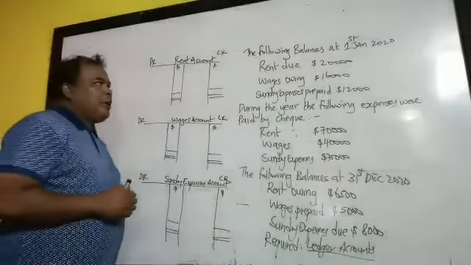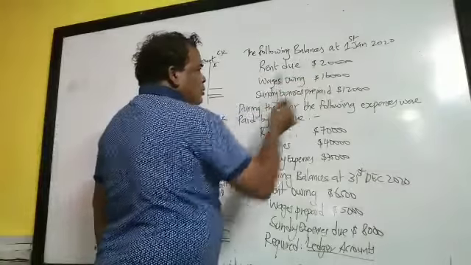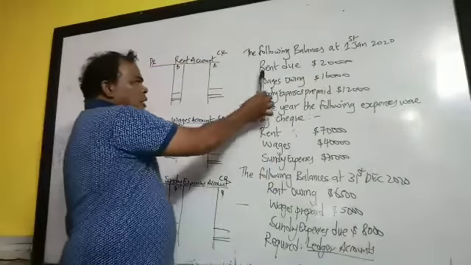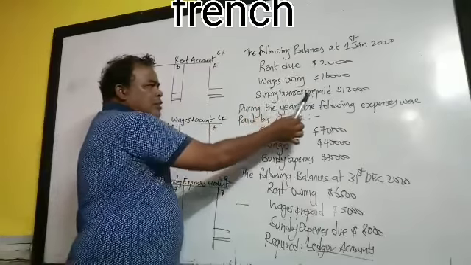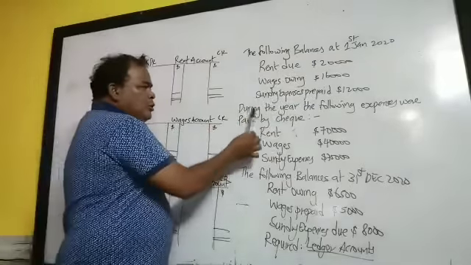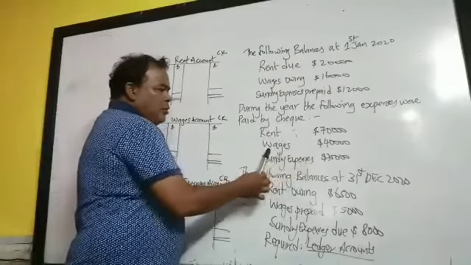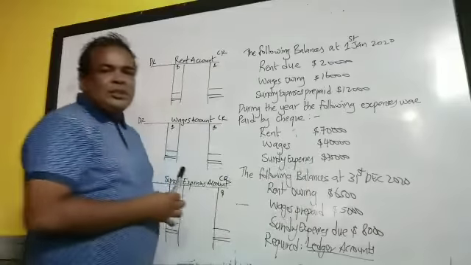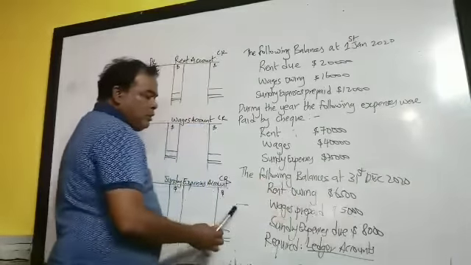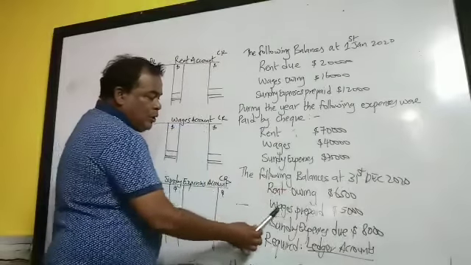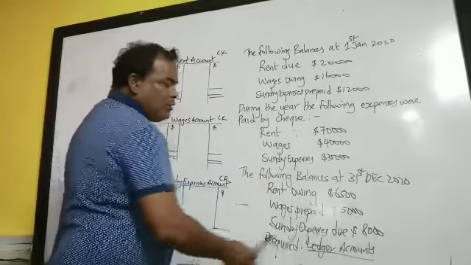So we are going to prepare ledger accounts. Rent due 20,000, wages owing 16,000, sundry expenses prepaid 12,000. During the year, the following expenses were paid by check: rent 70,000, wages 40,000, sundry expenses 75,000. The following balances at 31st December 2020: rent owing 6,500, wages prepaid 5,000, sundry expenses due 8,000. Required: ledger accounts.